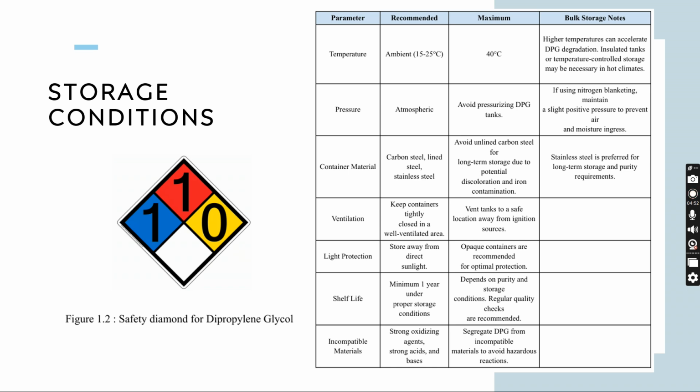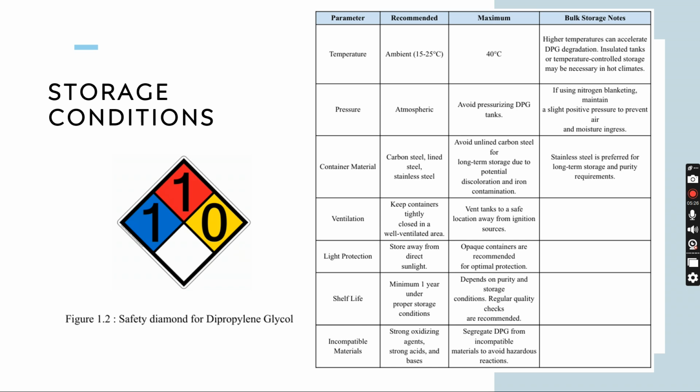So we use carbon steel, lined carbon steel, or stainless steel, which is recommended. Avoid unlined carbon steel for long-term storage due to potential discoloration and iron contamination. This is suggested because DPG can degrade your iron, so you should use one lined with glass or other materials. And stainless steel is preferred for long-term storage and purity requirements. If you want to store it for the long term, you should go for stainless steel.